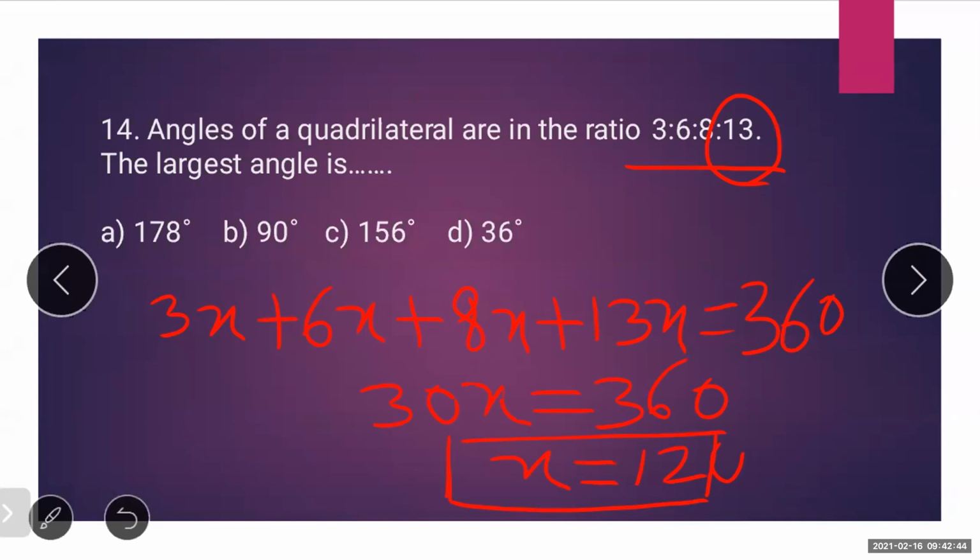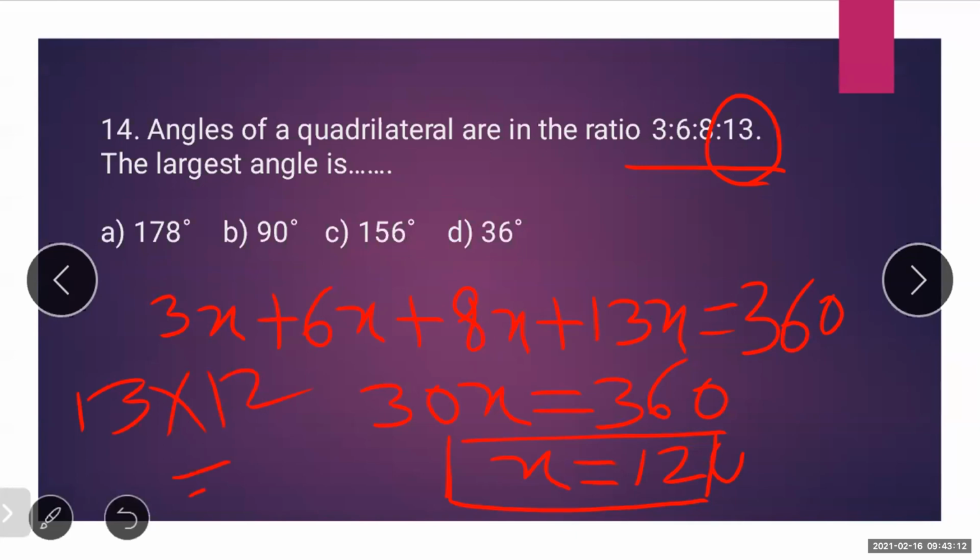Now this is the value of x. Out of these 4, the largest ratio is 13, and what is the question? That is the largest angle. You have to find out the largest angle. So that is 13x. 13x means 13 multiplied by 12, which will give you 156.